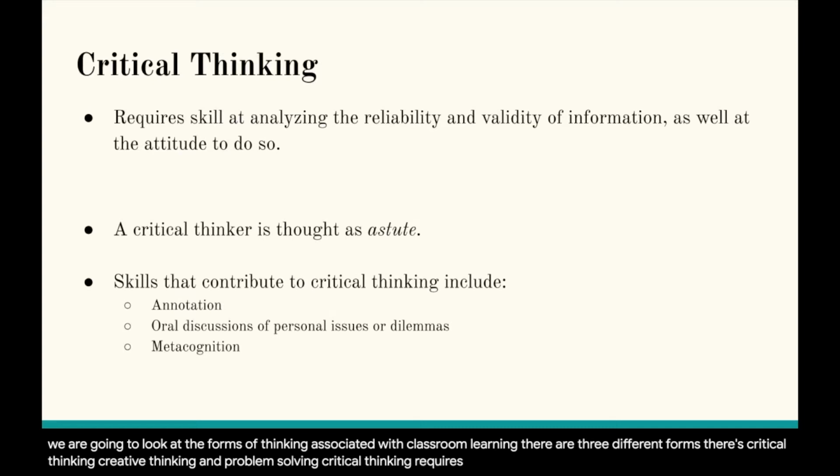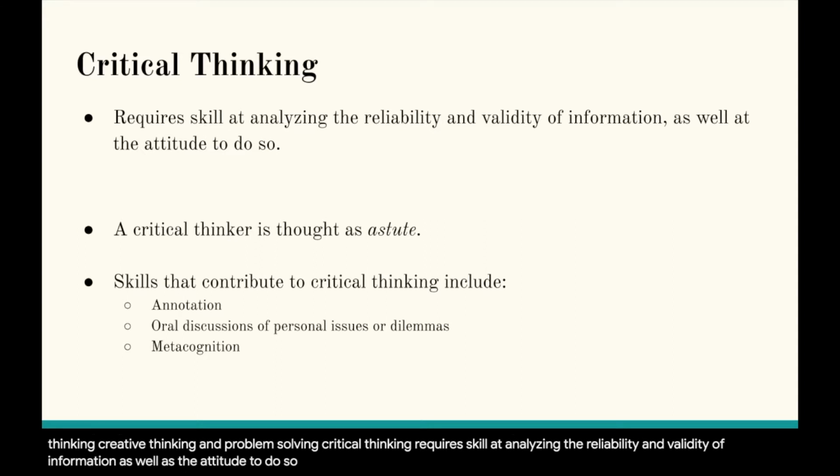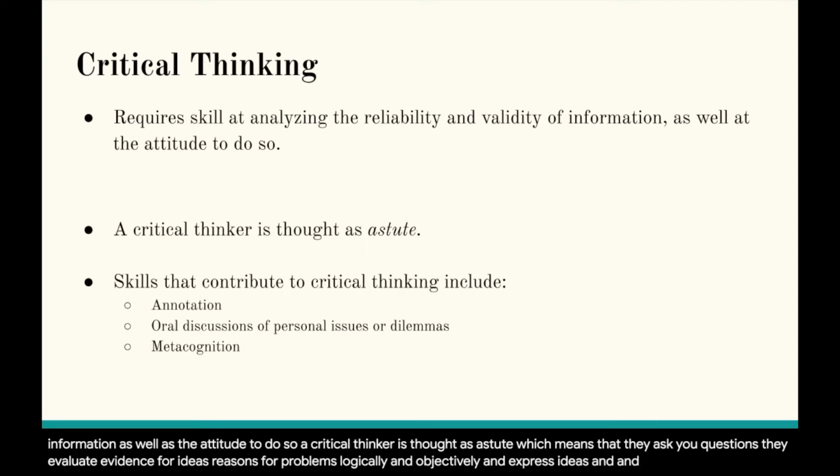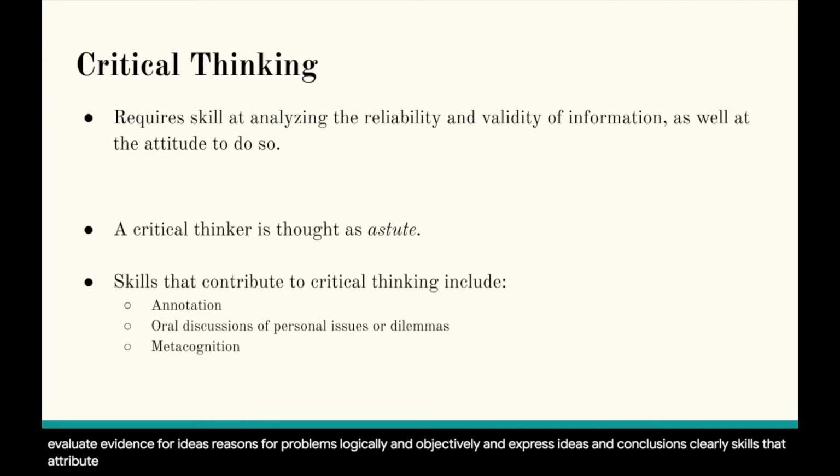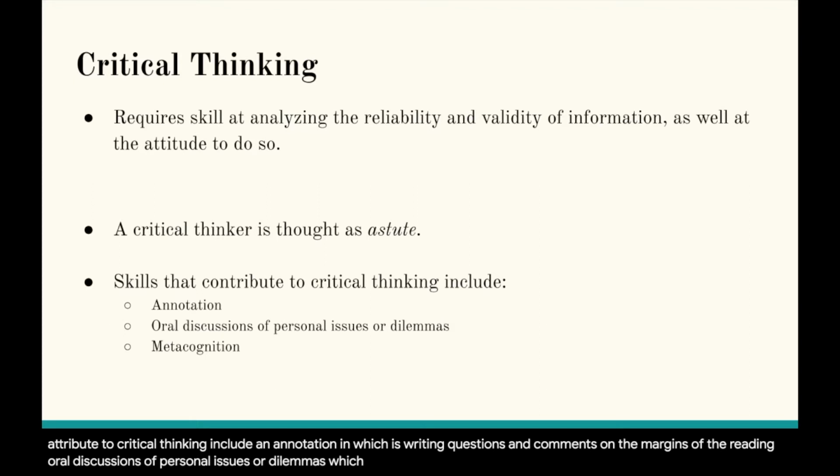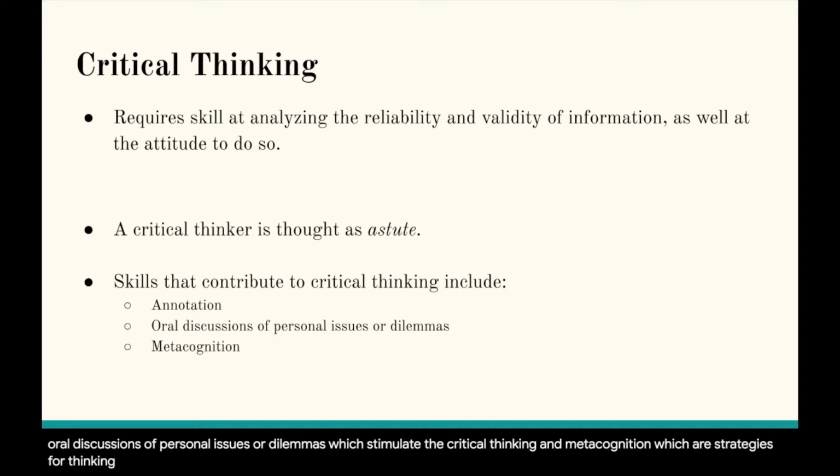Critical thinking requires skill at analyzing the reliability and validity of information, as well as the attitude to do so. A critical thinker is thought of as astute, which means that they ask key questions, evaluate evidence for ideas, reason through problems logically and objectively, and express ideas and conclusions clearly. Skills that contribute to critical thinking include annotation, which is writing questions and comments in the margins of the reading, oral discussions of personal issues or dilemmas, which stimulate critical thinking, and metacognition, which is strategies for thinking about thinking, and for monitoring the quality of one's own thinking.